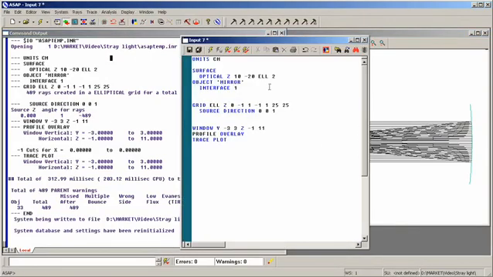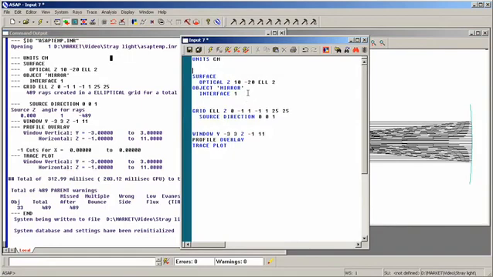Now we want to turn this into a wave optics calculation. How do we do that? Clearly, the first thing we have to do is define a wavelength. Wavelength, 550 nanometers. One command.